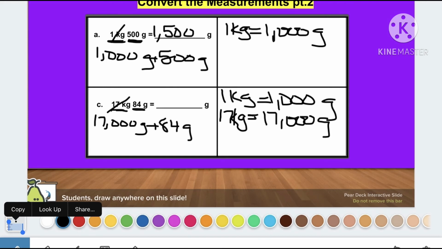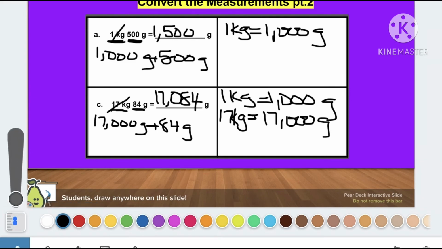And I still have 84 grams. What's my sum? 17,000 plus 84. Oh, you guys are so smart. Yeah, 17,084.